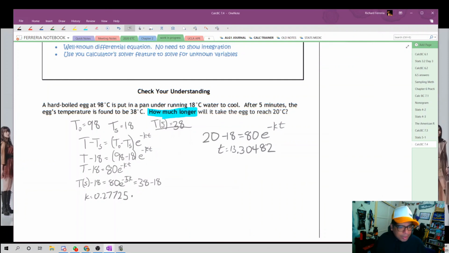And now we get to answer the question with a summary, and notice in blue it says how much longer. So if it took a total of 13 minutes, then it's going to be eight more minutes in order to get to that 20 degree temperature. So in 8.304 more minutes, the temperature of the egg will be 20 degrees.